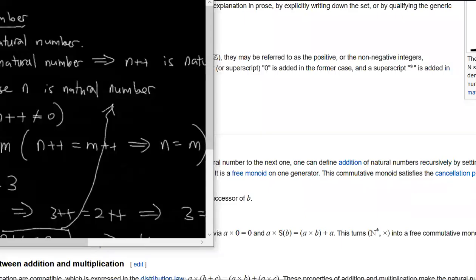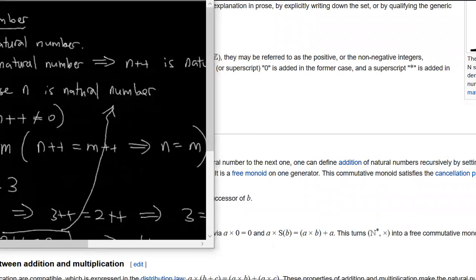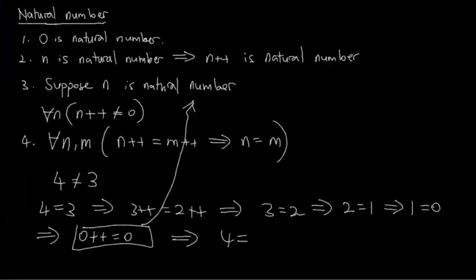So this is how you construct the fourth axiom.